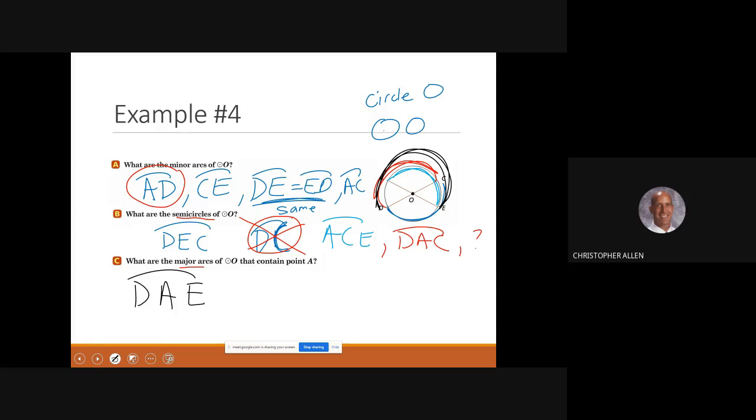And actually, while you're thinking about that, let me tell you one other thing. Guess what's true about this arc? Does anybody notice anything between those 2 major arcs I just listed there? There's arc DAE and arc DCE. What do you notice about those 2 arcs? Let me erase this a little bit up here. There's a lot of stuff going on up here. Look at arc DAE and arc DCE. What do you notice about those 2 arcs?